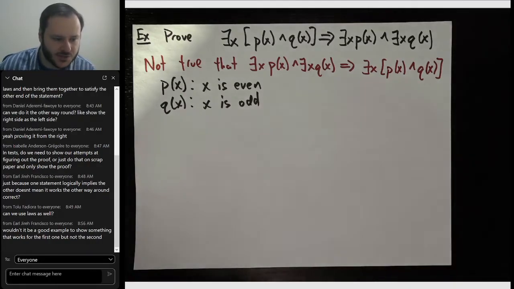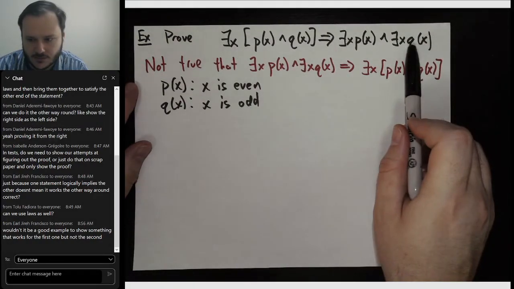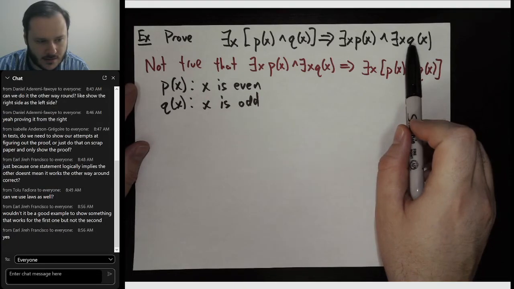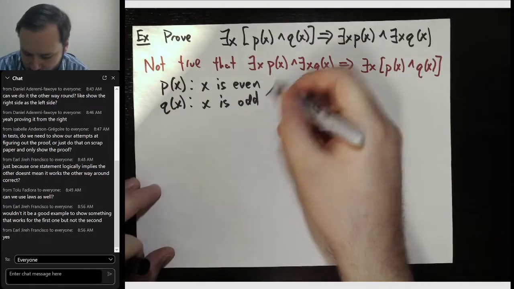Wouldn't it be a good example to show something that works for the first but not for the second? Not sure exactly what you mean. Works for this statement? Okay. So sure. So this shows why this is true.